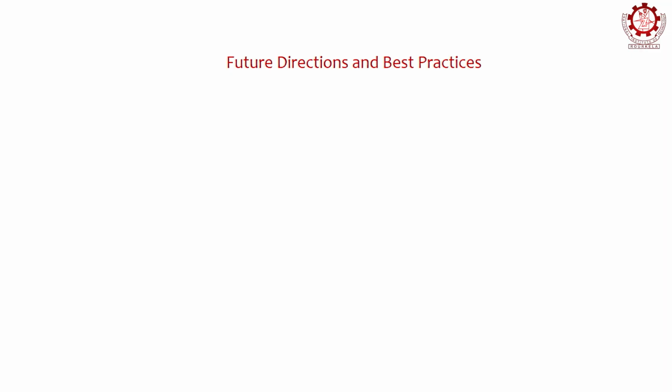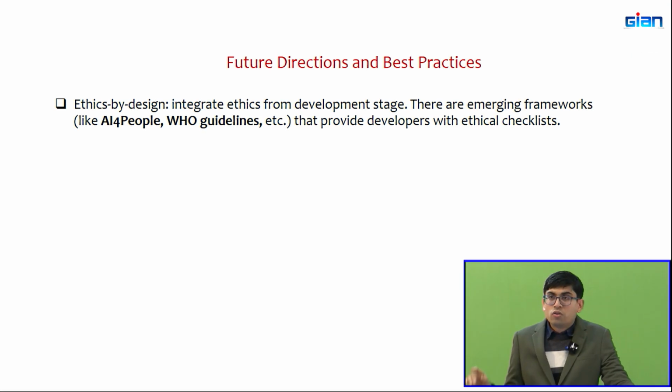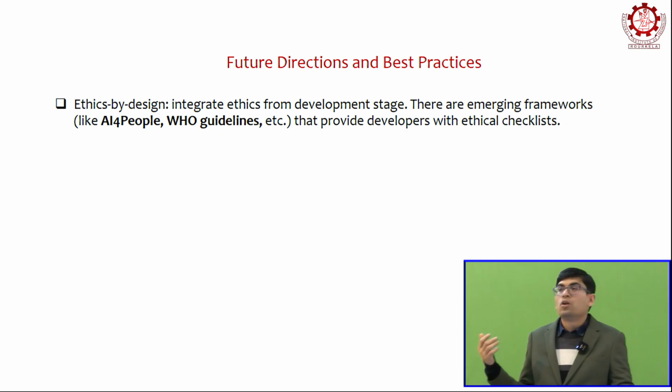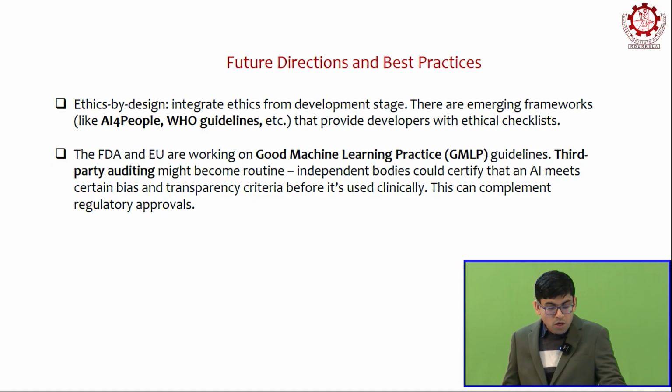So then what are the future directions, and what should be the best practices? These models should be ethical by design. So we should start integrating ethics from the development stage itself. There are a lot of emerging frameworks like AI for People. You also have a lot of WHO guidelines which provide developers with ethical checklists. FDA and EU are working on good machine learning practice guidelines.